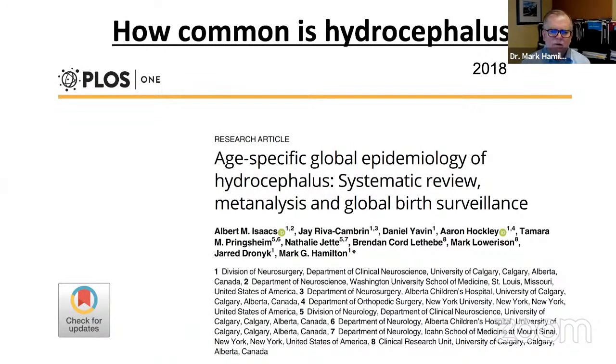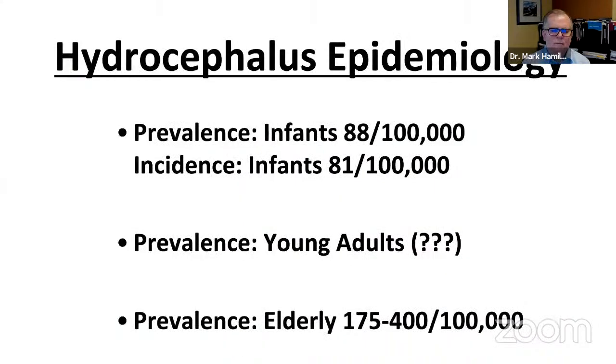This was a systematic review that we published in 2018, looking at all ages of hydrocephalus. It was pretty comprehensive, and it also defined a couple of challenges that exist. For instance, you cannot talk about incidence of hydrocephalus other than with infants using birth registries. And you can get good data on this.